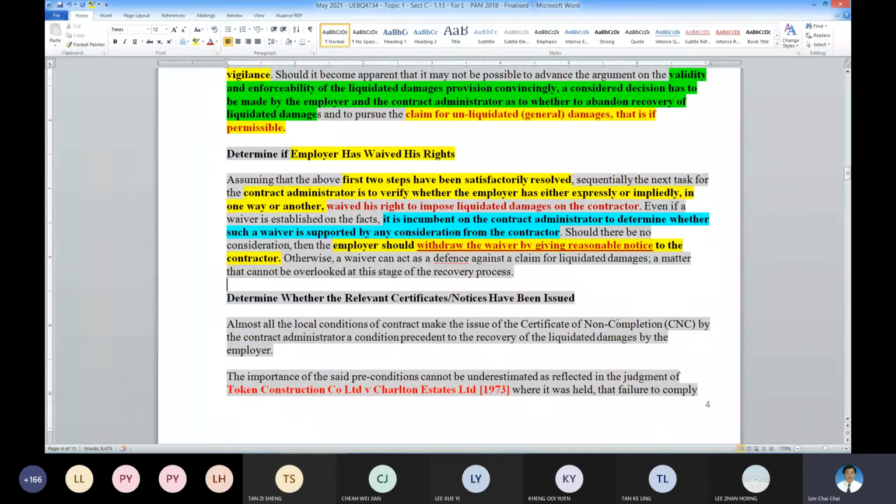So once a waiver is given, if the employer says, okay, don't have to pay, and then the contractor confirms it with consideration, then you cannot claim LD again. So please remember the operation of a waiver and consideration. It's a complete defense. I hope you understand the term complete defense. That means protecting your rights.